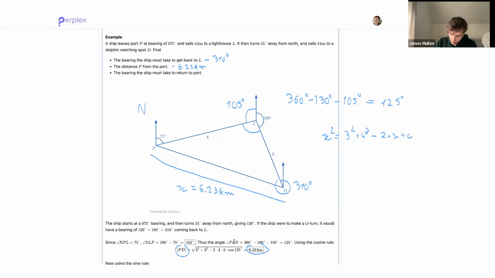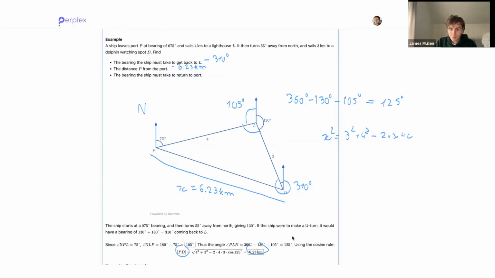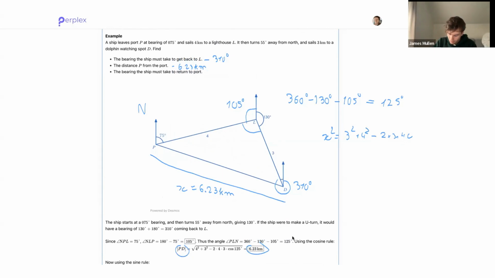And now the last question is asking us, well, what bearing does the ship have to take to get back to the port? All right, so I'm going to scroll down. It's going to mess up my diagrams, unfortunately. We're going to use the sine rule now to try and find, because we want to find the bearing back to port, this angle here. And I'm going through this quickly on purpose. I don't want to spend too much time here, but I just want to give you guys some sense of how this works. To find that angle, I'm first going to find this angle.